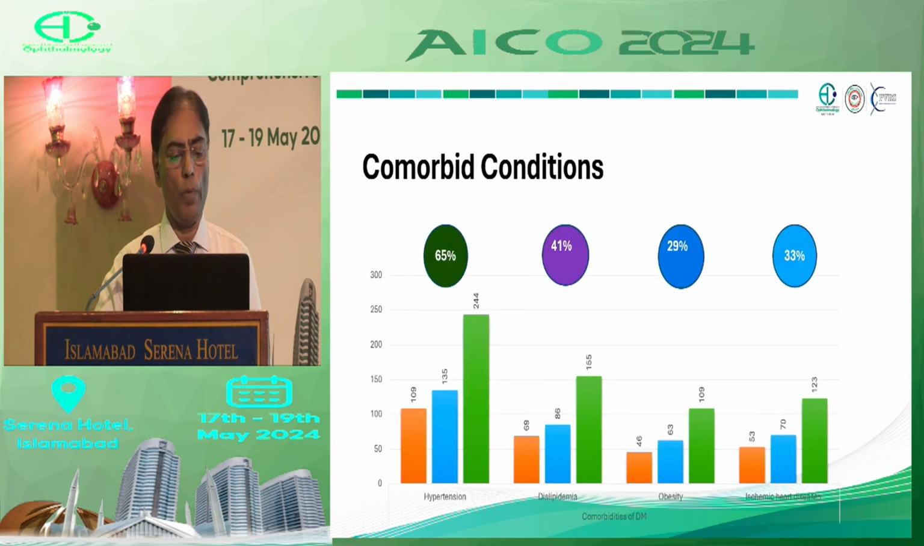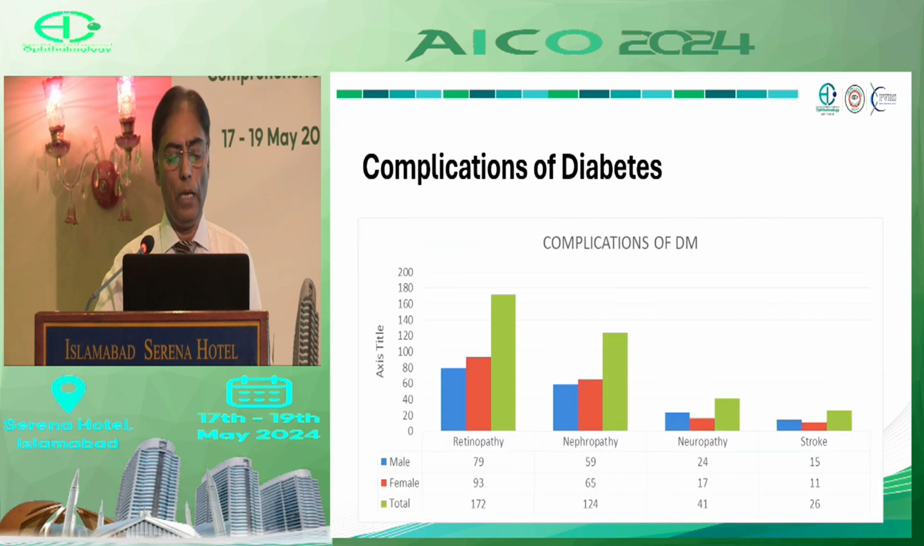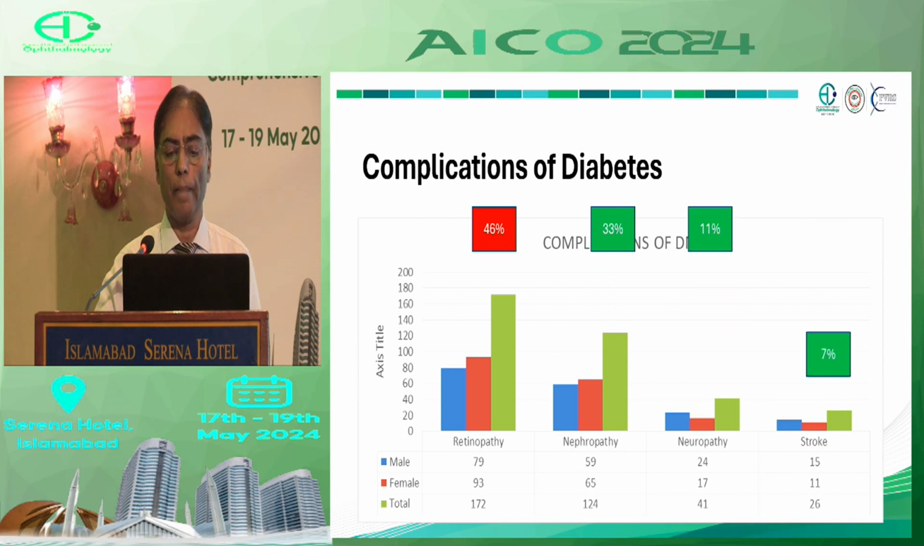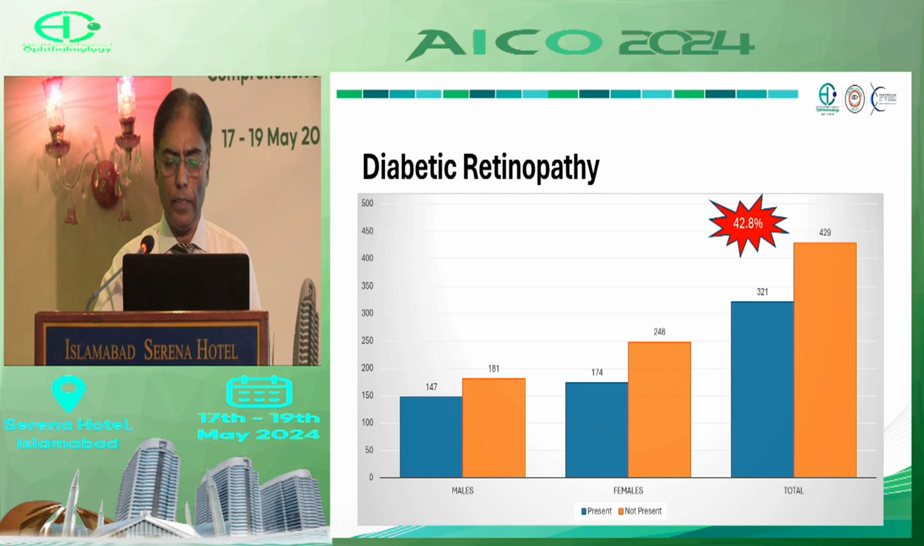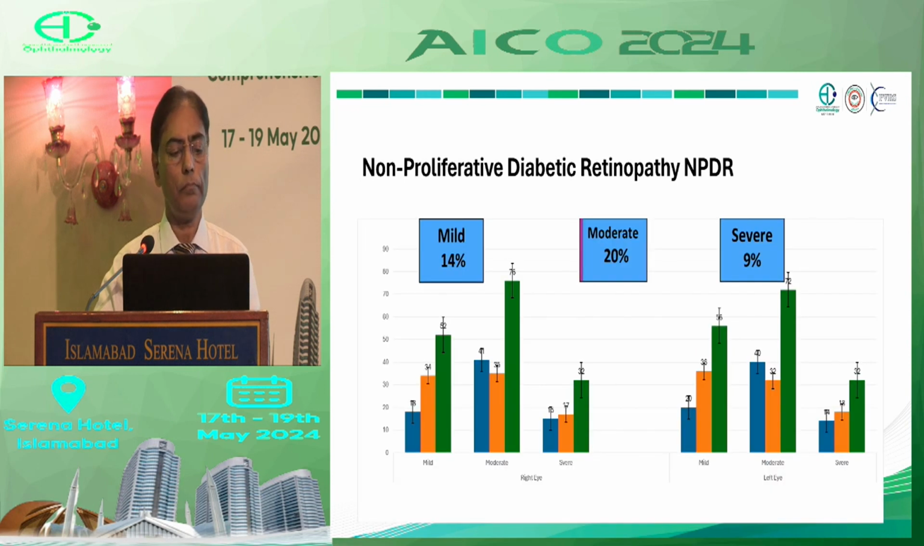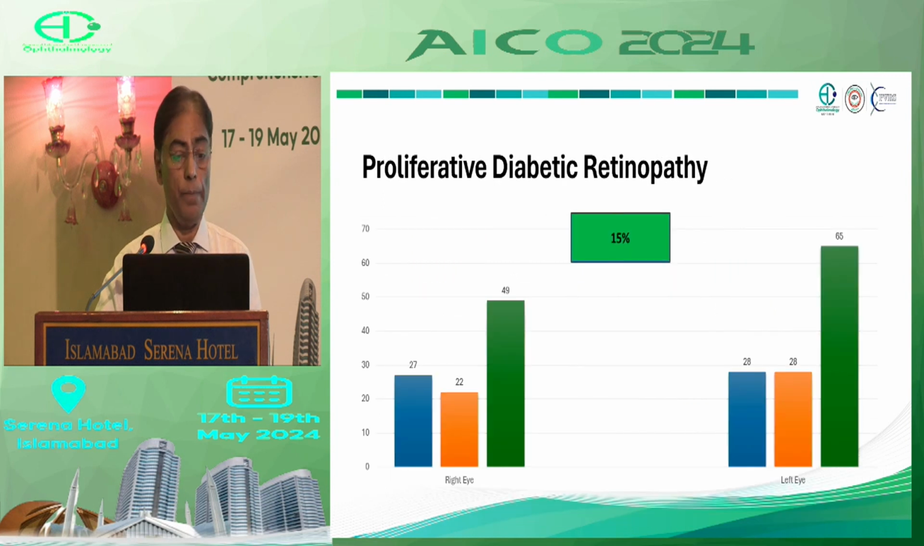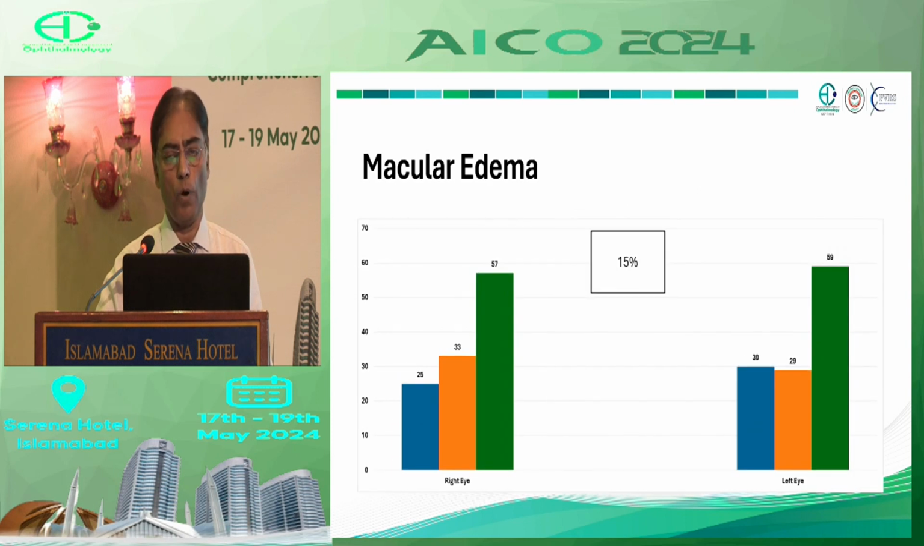If we see comorbid conditions, 65% were hypertensive, 41% had dyslipidemia, 29% were obese, and 33% had ischemic heart disease. Complications: retinopathy, nephropathy, neuropathy, and stroke, and retinopathy was the highest present in the group, at 46%. And diabetic retinopathy, we concluded here in our study, was 42.8%. Non-proliferative diabetic retinopathy: mild 40%, moderate 20%, and severe 9%. Proliferative were 15%, and macular edema was found in 15%.